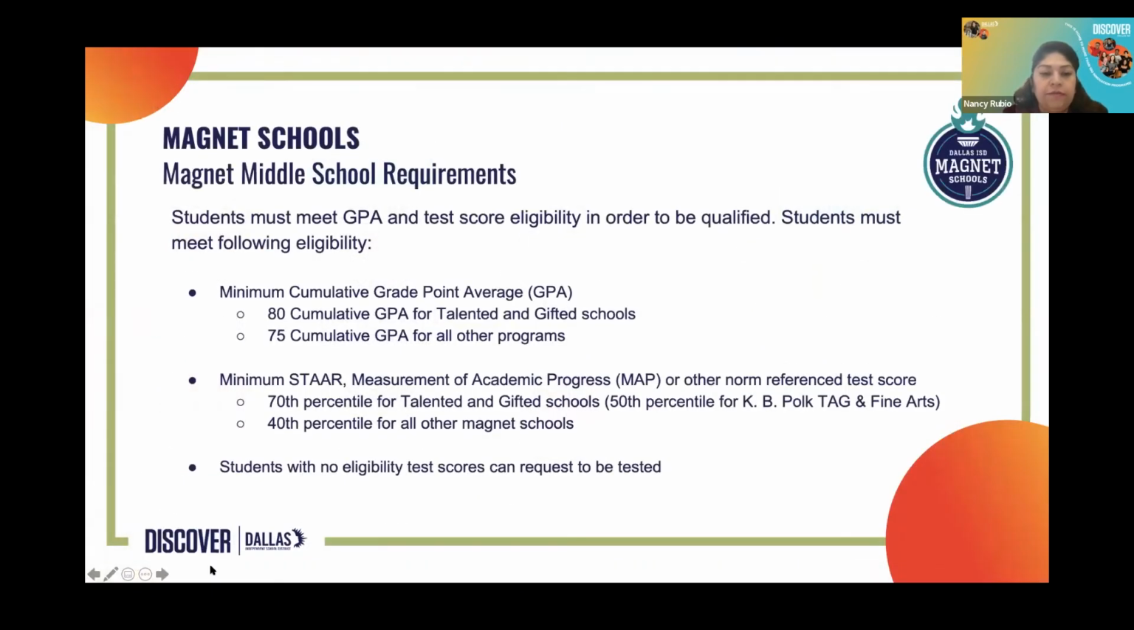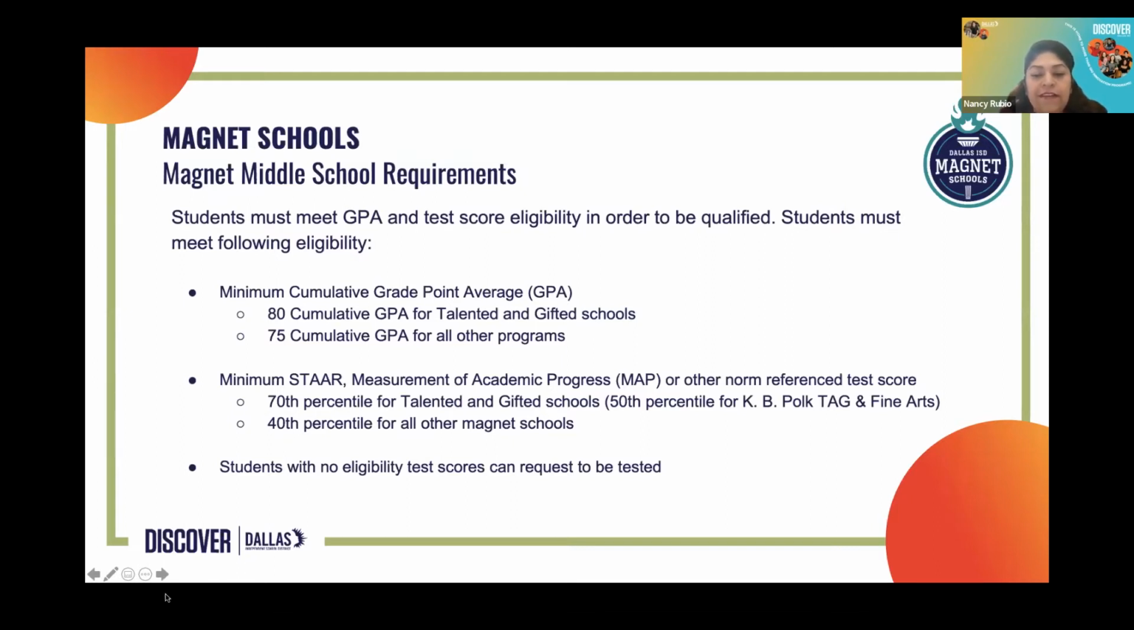Next slide, please. The main difference between magnet schools and other choice programs is that our magnet schools have eligibility requirements. Students must meet a minimum grade point average and test score. The minimum grade point average for talented and gifted programs is 80 cumulative GPA and 75 cumulative GPA for all other programs. The minimum test score requirements to meet eligibility is 70th percentile for the talented and gifted programs, with the exception of KB Polk, which is both TAG and Fine Arts and has a minimum of 50th percentile. All other programs require 40th in math and reading.